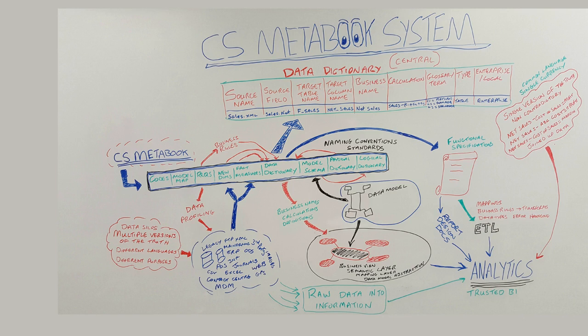Just a quick walk through, you'll see at the top there's a data dictionary. Moving into the middle, something we call the metabook, the CS metabook. Down on the left hand side there's a kind of a red and a blue area where we're describing source system data. In the middle is a data model. Moving down from the data model you'll see business view and semantic layers. And then moving over to the right there's a picture of a functional spec and something called ETL and analytics. Okay, let me talk you through it.